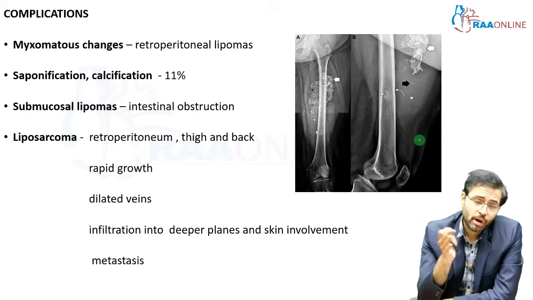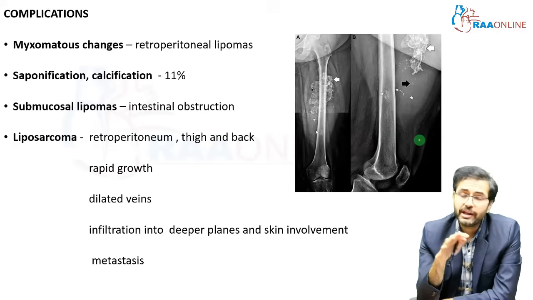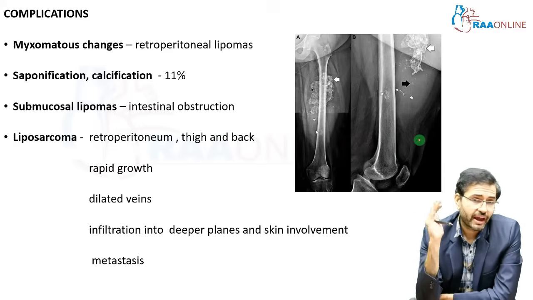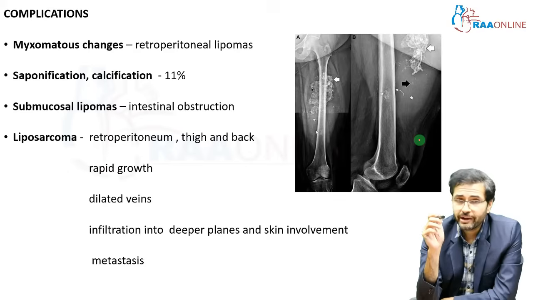Liposarcoma commonly occurs in the retroperitoneum, in the thigh or in the back. They exhibit rapid growth and can have dilated veins over them. There is infiltration into deeper planes and skin involvement, and metastasis can occur commonly to the lungs.